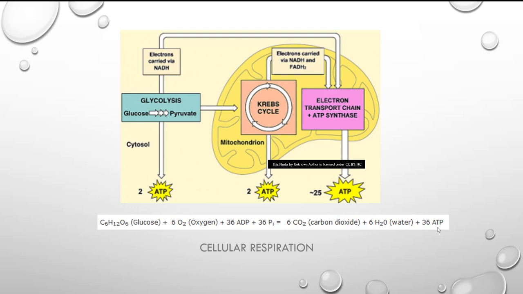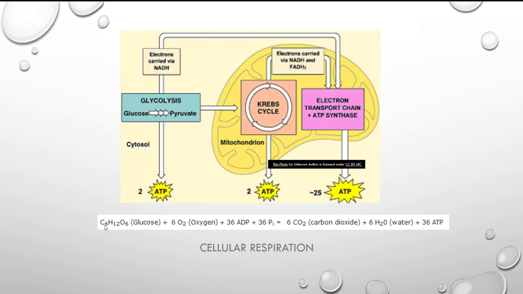So in order to get 36 ATP, we need to have 36 ADP with 36 phosphates sticking around, okay? So you might want to write down this equation. You don't have to write down the whole thing if you don't want to, but just write down the chemical formula part. But you can see it is a balanced equation.